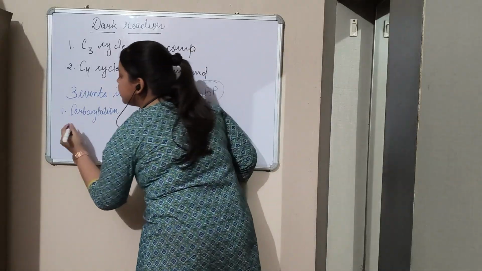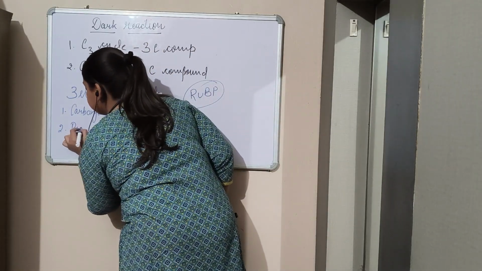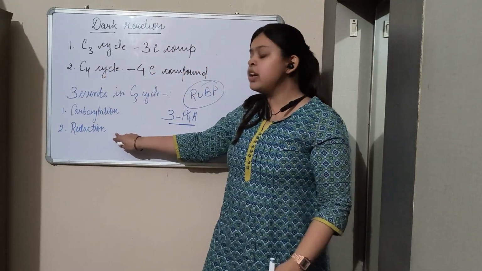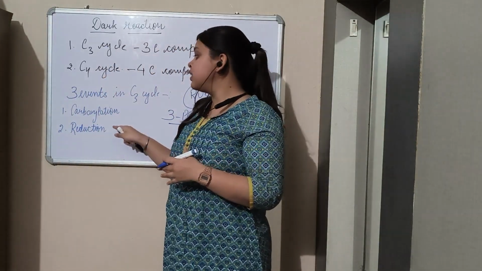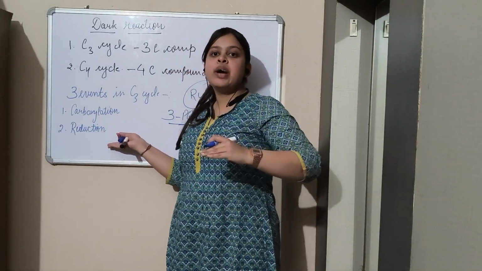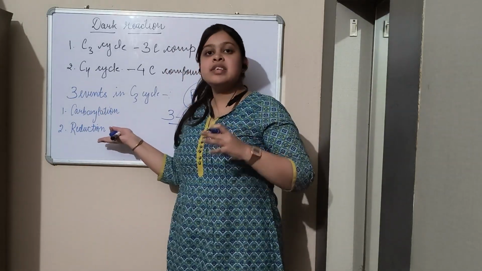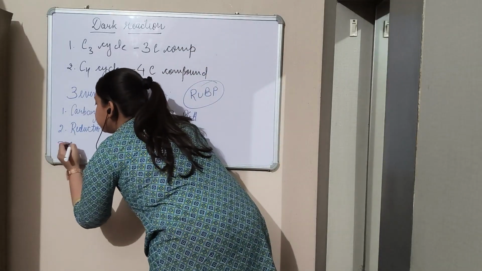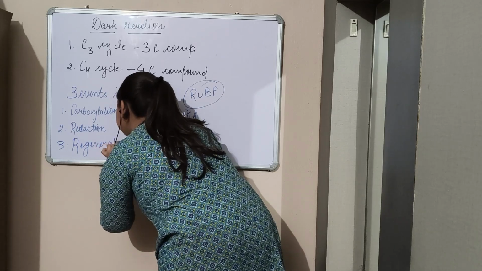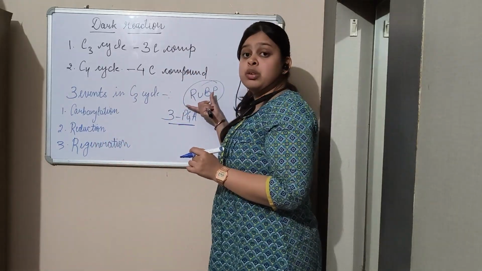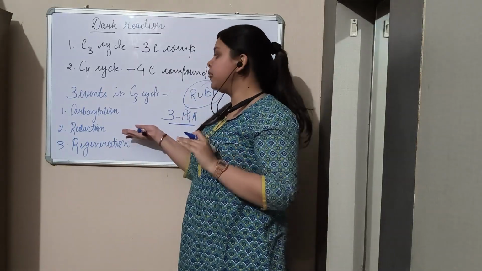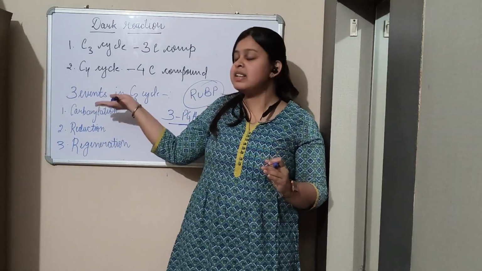The second step is the reduction. What is being reduced in this process? If you see in the cycle when we discuss it, there is a carboxylic acid that is formed during the cycle. That is being reduced into an aldehyde molecule. So that is the reduction phase. And the third will be regeneration. What is being regenerated? This RuBP molecule that was fixing the CO2 molecule is being regenerated in the cycle. Now we will discuss these three events in the C3 cycle.